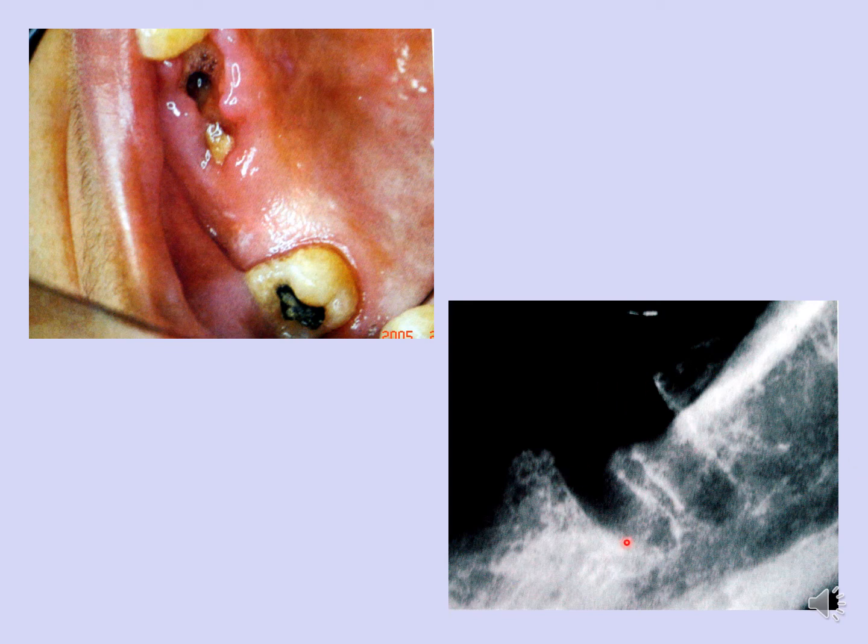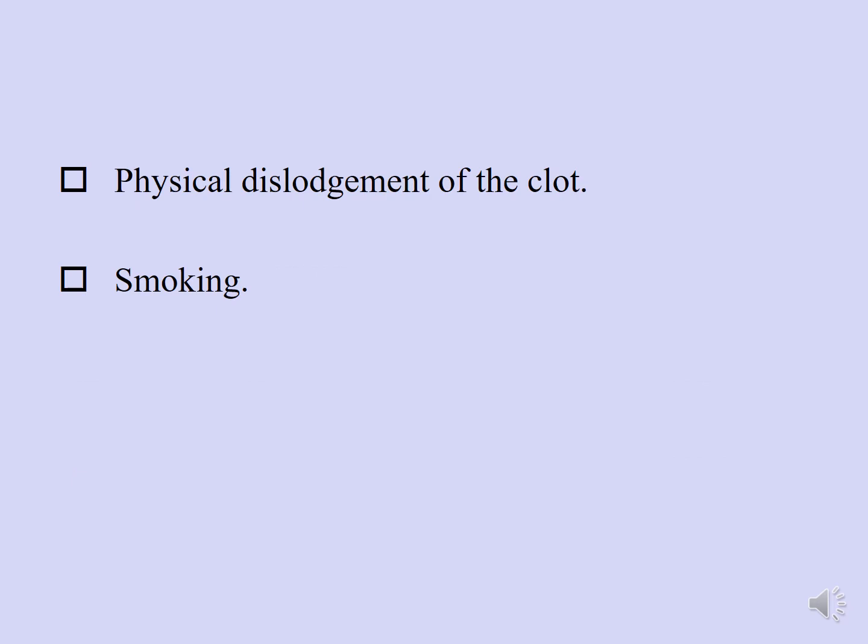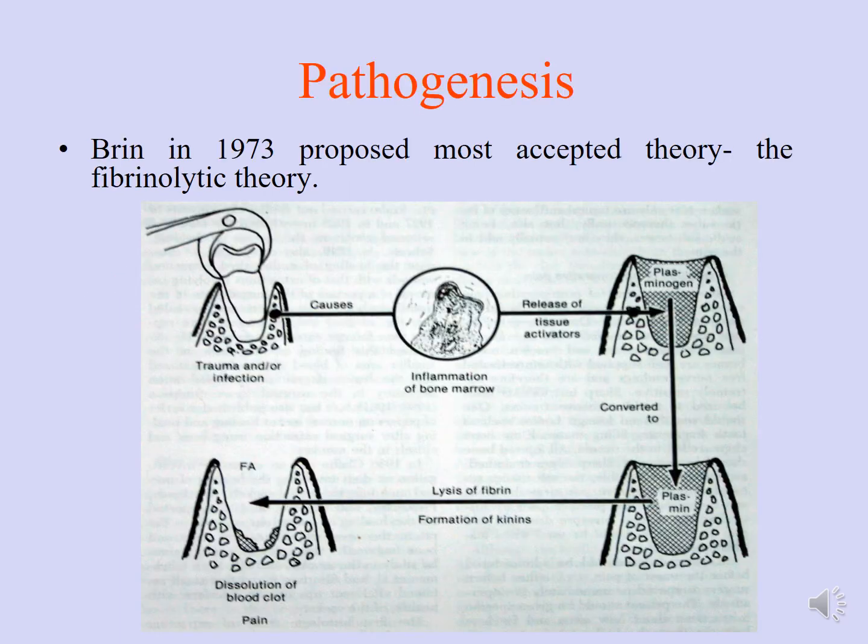If you take a radiograph of the socket, there's nothing pathognomonic about it. Basically, you'll be able to see the socket and the dislodged clot. Etiology basically is oral microorganisms, traumatic extraction, roots or bone fragments that are remaining in the wound, excessive irrigation or curettage of the alveolus after extraction, which causes dislodgement of the clot, physical dislodgement of the clot, and smoking. Smoking is a very important contributing factor, and that's one of the reasons why patients who undergo extraction are advised not to smoke for at least 3 to 7 days until the healing process has taken place.